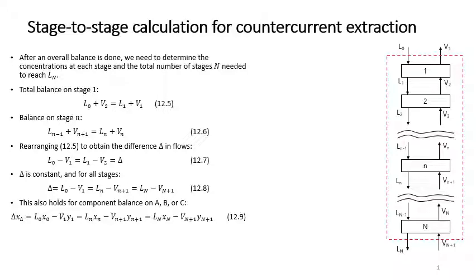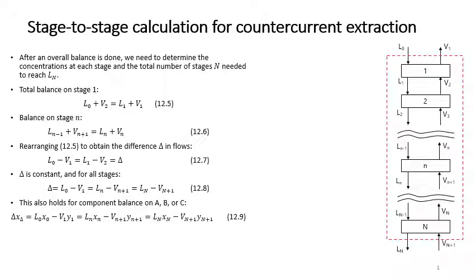raffinate specification. So now we're going to determine the concentration at each stage and the total number of stages N to reach the LN, the specified composition for LN. So okay, let's look at the diagram here for the multiple stage LLE process. So let's say you have 1, 2, 3, 4, 5 until N number of stages.